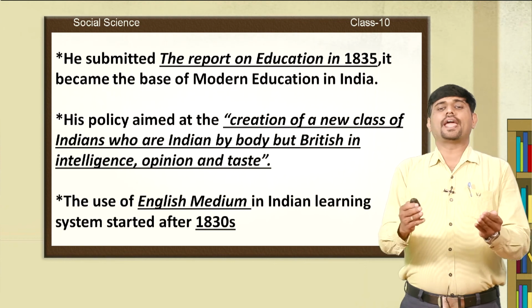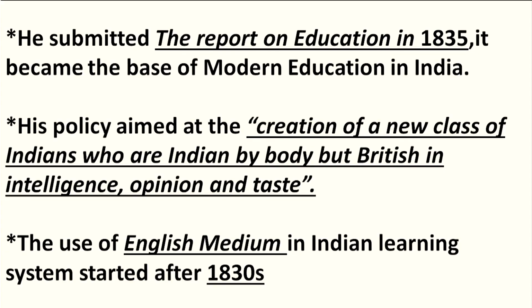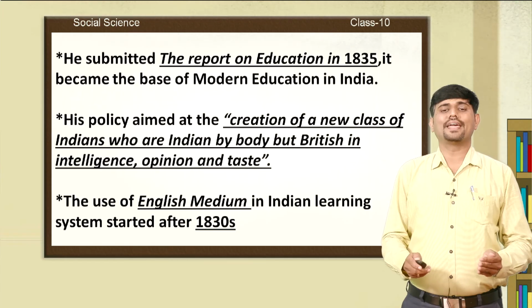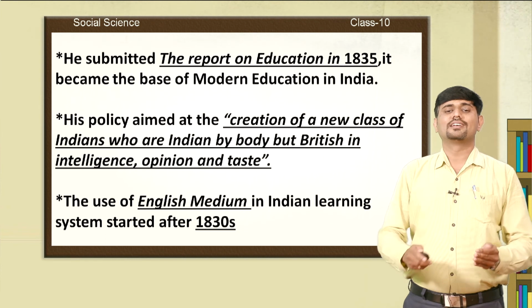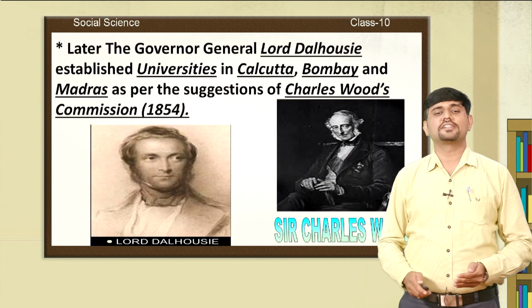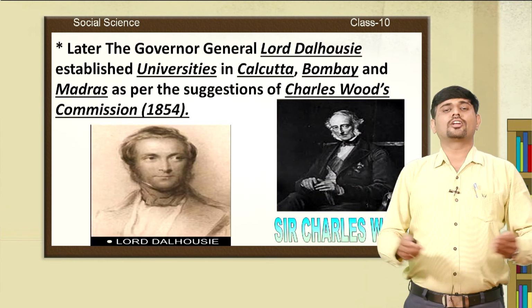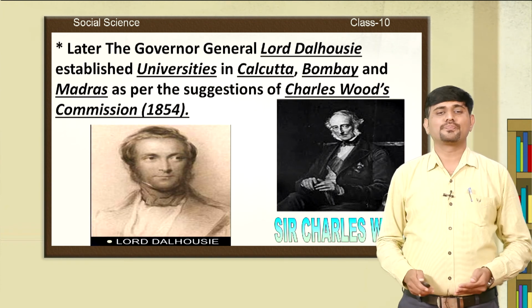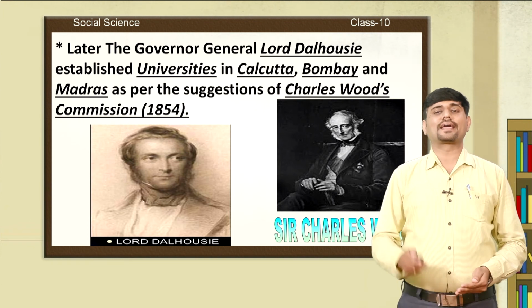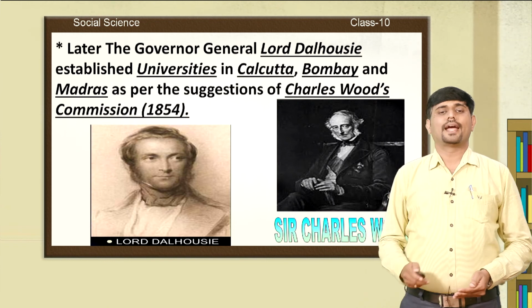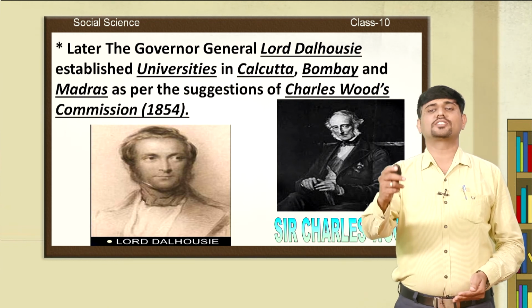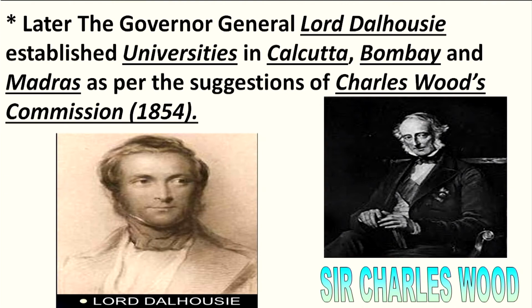His policy aimed at the creation of a new class of Indians who are Indian by body but British in intelligence, opinion and taste. That was the intention behind the use of the English medium in the Indian learning system, started after the 1830s. Later on, the Governor General Lord Dalhousie established the universities in Calcutta, Bombay and Madras as per the suggestions of the Charles Wood's Commission of 1854.